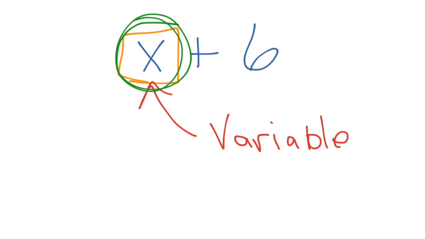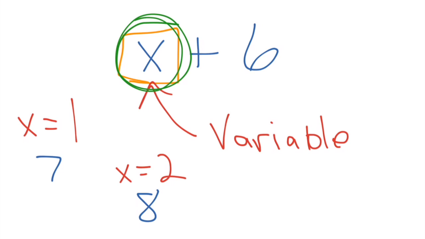So we could say, for instance, that if x equals 1, then we would get a 7. If x is 2, we would get an 8. And we could plug any number in for x because all we know is that whatever we are plugging in for x, we are going to add 6 to that number. So a variable is a very big part of math.